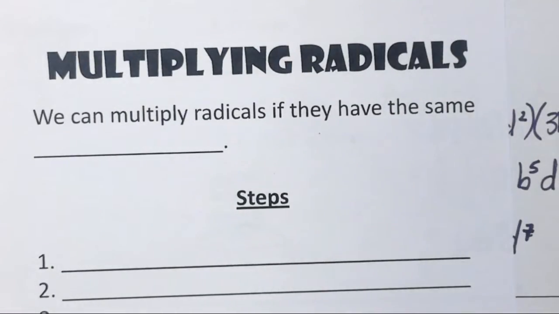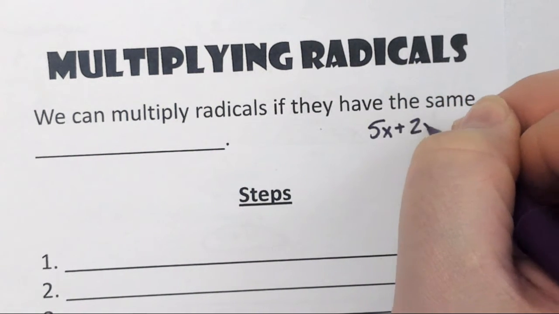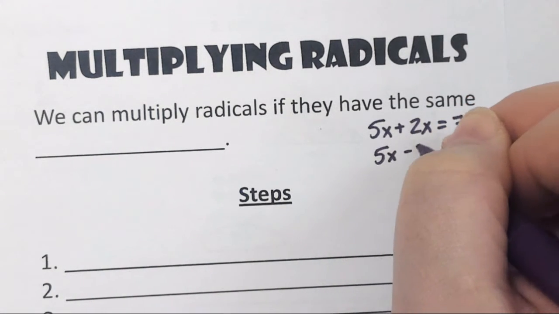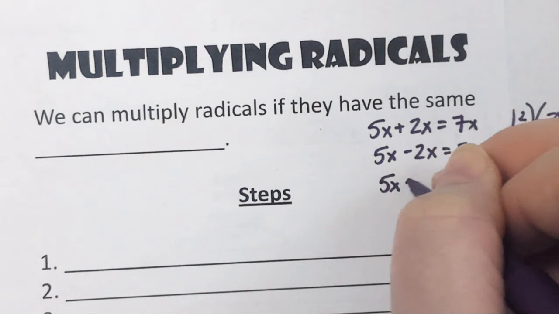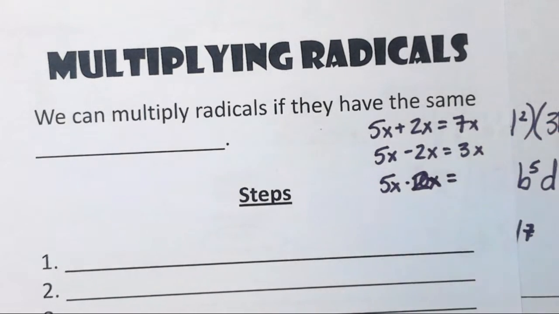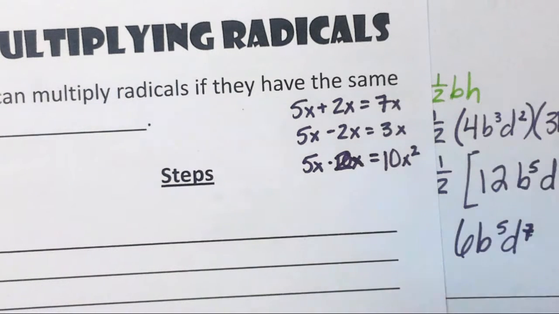Multiplying is different than adding and subtracting. Multiplying has always been different than adding and subtracting. Again, 5x plus 2x, you would tell me that's 7x. 5x minus 2x, you would tell me that's 3x. But if I did 5x times 10x, times 2x, good gravy, I'm giving away my own answers. Wouldn't you tell me that's 10x squared?